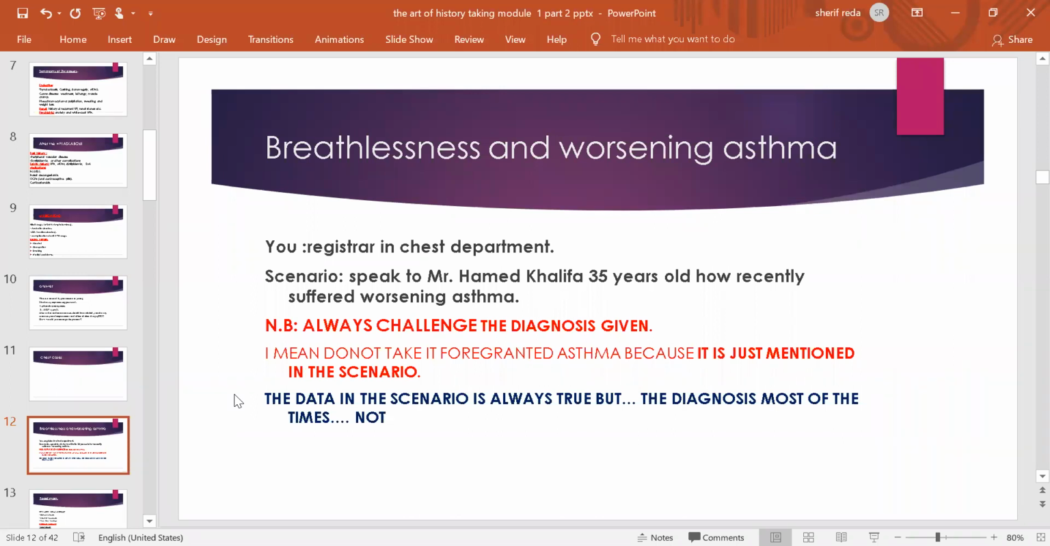This means that don't take asthma for granted just because it's mentioned in the scenario. The discussion with the patient will reveal if this is really a worsening asthma or not. So the data in the scenario is always true, but the diagnosis most of the times not. This is especially in the exam cases.